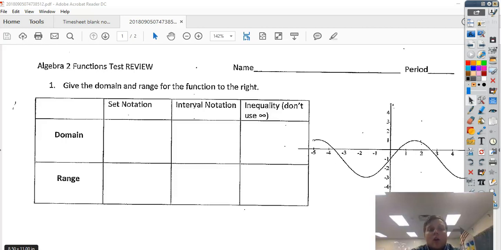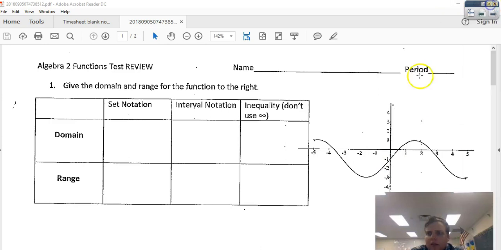Hey guys, we're going to go over your review for your first test on Thursday, okay? So, first problem: given the domain and range for a function, give the domain and range for the function to the right. And right here we see a graph, okay?